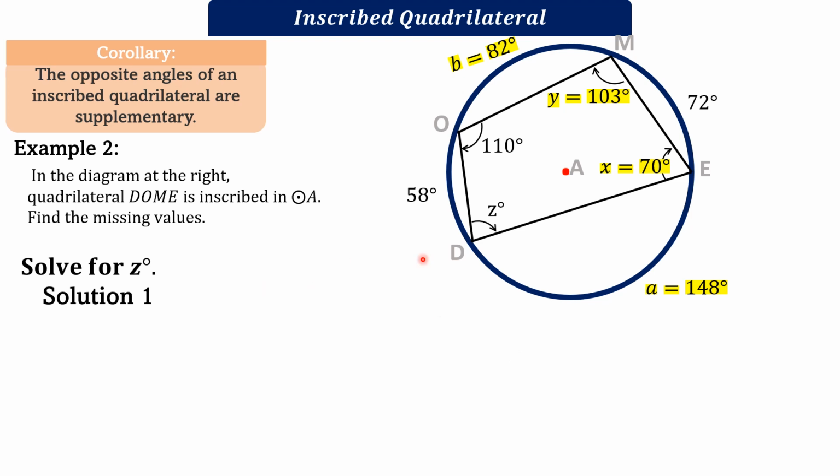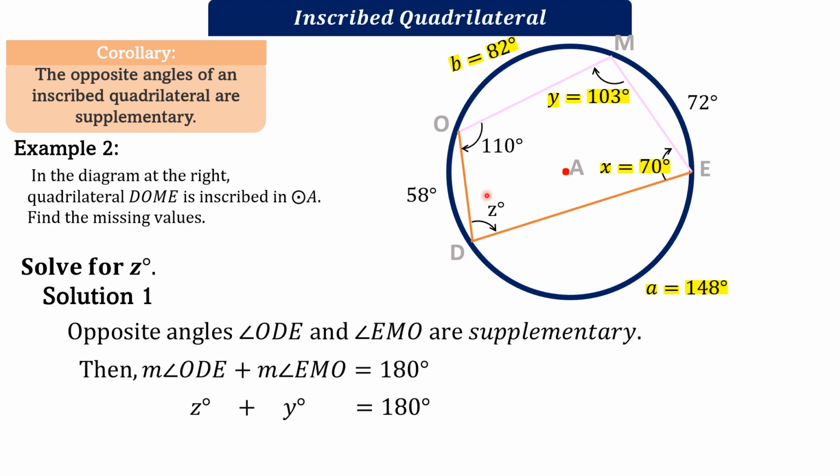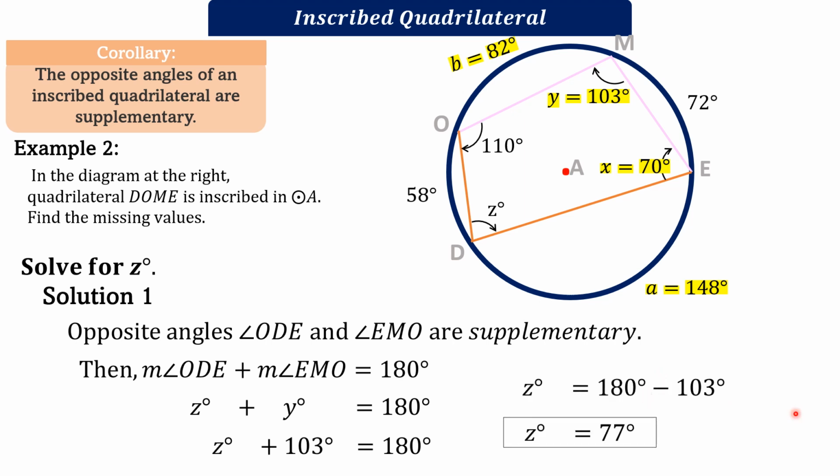Next, solve for the Z, or the degree measure of angle ODE or angle D. Applying the corollary, the opposite angles of an inscribed quadrilateral are supplementary. That is angle ODE and angle OME or EMO. Their sum is equivalent to 180. Substituting the values, the measure of angle ODE is Z, and the measure of angle EMO or OME is Y. Y is 103. By applying the additive inverse, Z degrees or the measure of angle ODE is 77 degrees.